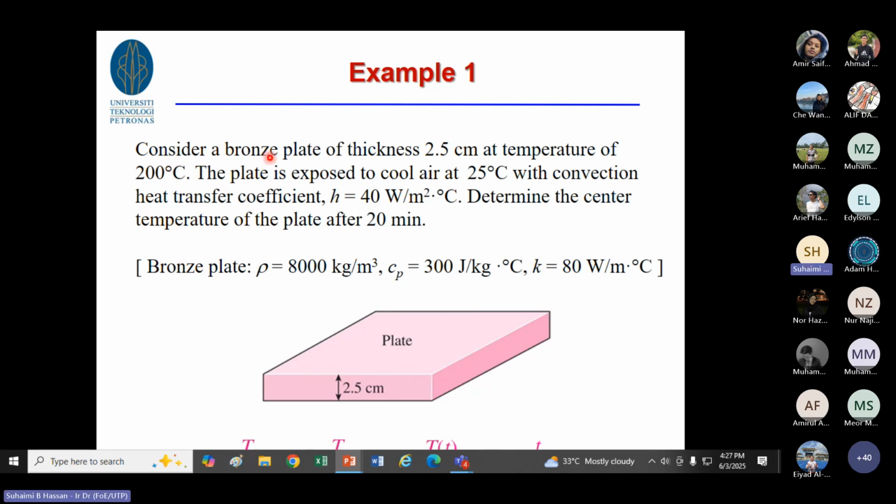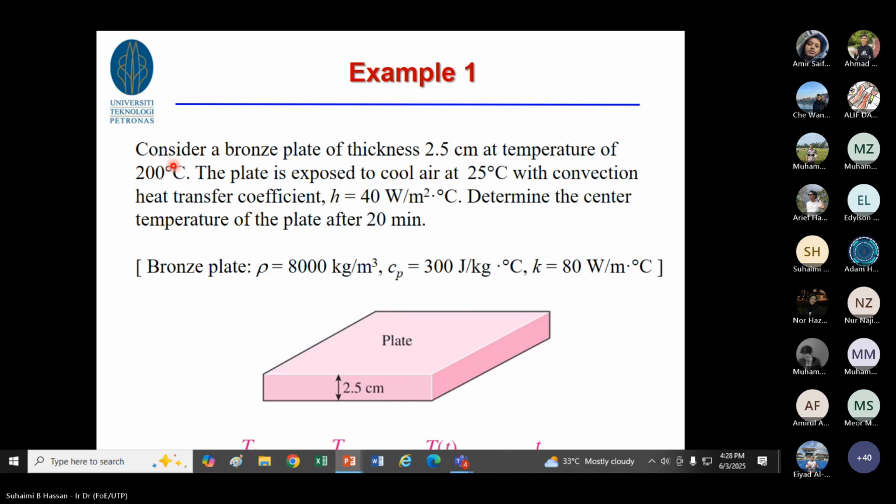Consider a bronze plate, thickness 2.5, temperature of 200. The plate is exposed to cool air at 25 degrees with convection heat transfer coefficient h, and determine the center temperature of the plate after 20 minutes. Okay, look at the question. We try to determine that 1, 2, 3, 4: TI, the ambient, TT, and time. So 20 minutes is time, confirm. The plate is exposed to cool air at 25. This is ambient. Temperature 200, so initial temperature is 200.